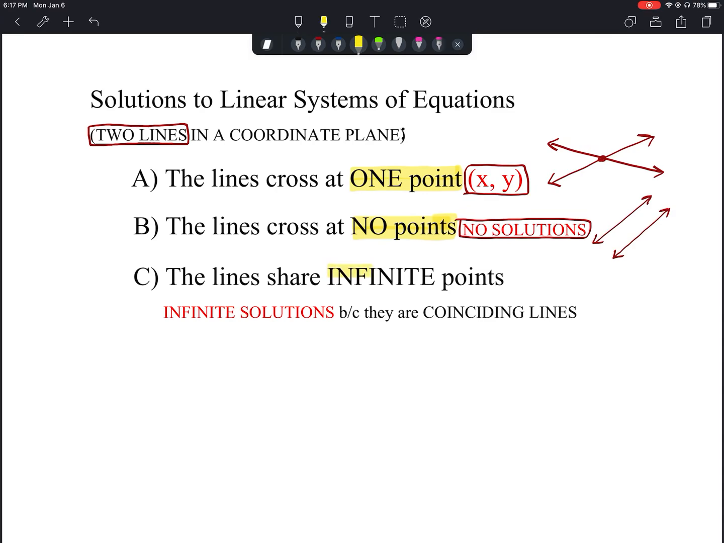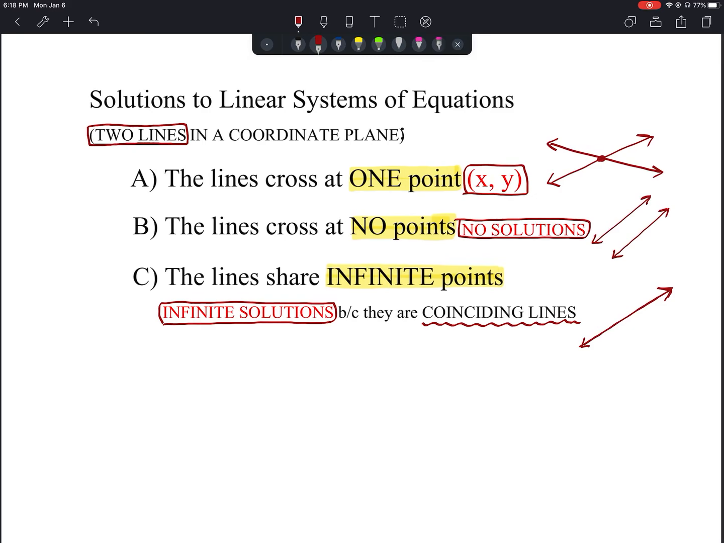And then the third situation, we could end up with an infinite number of points that they intersect or share. We call that infinite solutions. That also happens in a coordinate plane when we have what we call coinciding lines. Coinciding lines, like parallel lines, have the same slope, but coinciding lines also have the same y-intercept. So it's almost like you have two lines directly on top of each other. So they share all of their points. And that's when we get infinite solutions. Hopefully that is a good refresher.